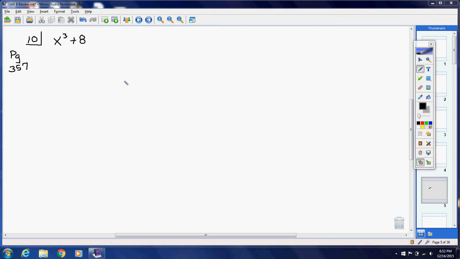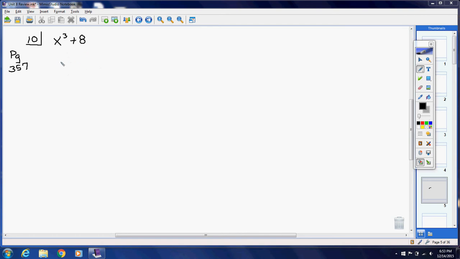Welcome, I'm Mr. Anderson, and here are 5 quick sum and difference of cube problems. This is from the text, page 357. We'll start off with a simple one. Number 10, we have x cubed plus 8. And we look on page 354.